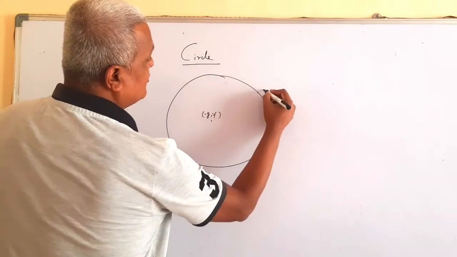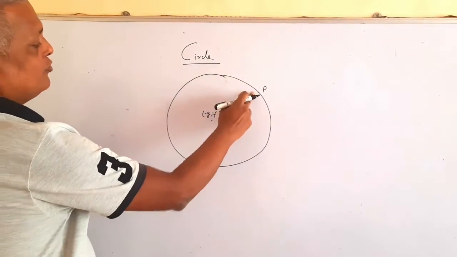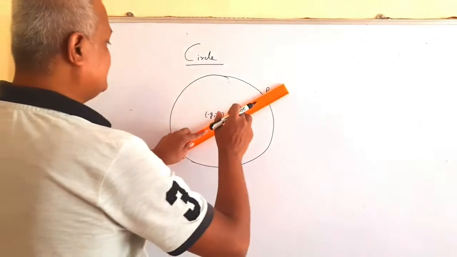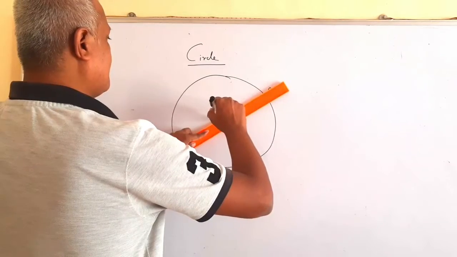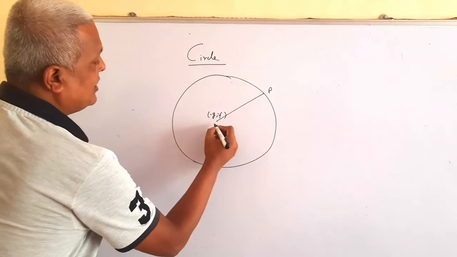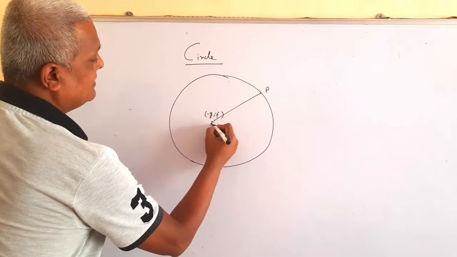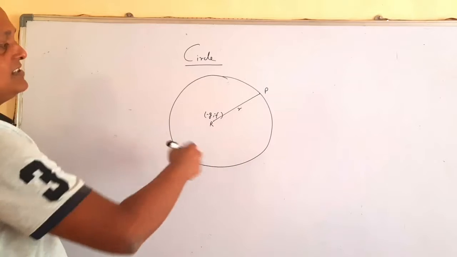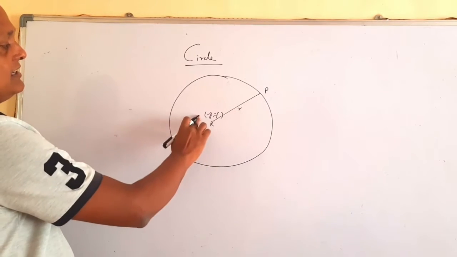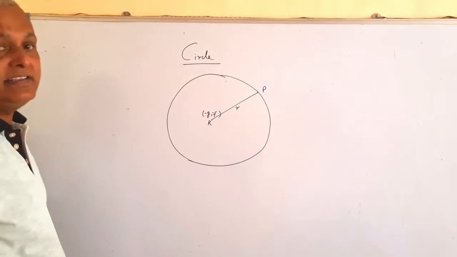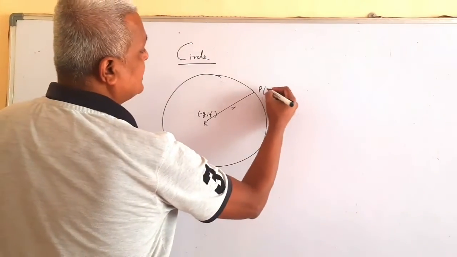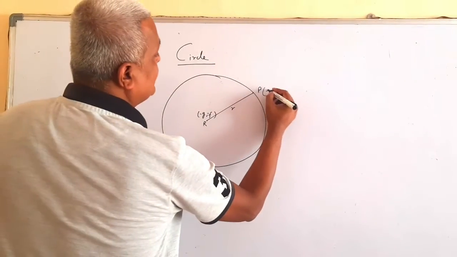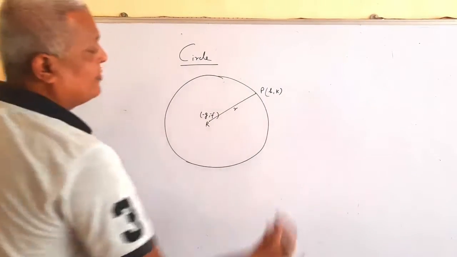And here this is my moving point P. So P will be moving in such a way that its distance from this point, I can say, is R. So the radius of the circle is R and the center is minus G, minus F. Since this is my moving point, I have to find the locus of this path. So I let the coordinates of this be h comma k.